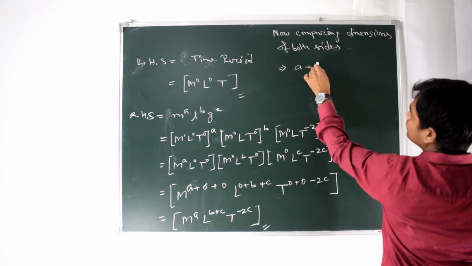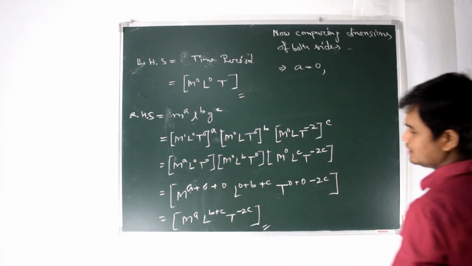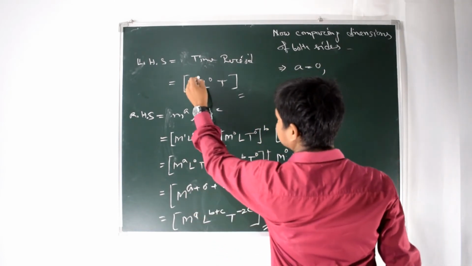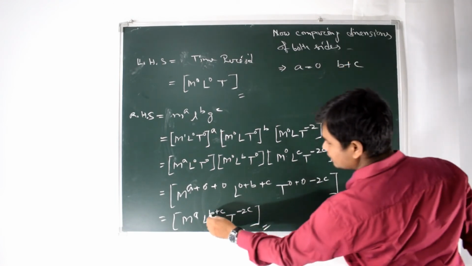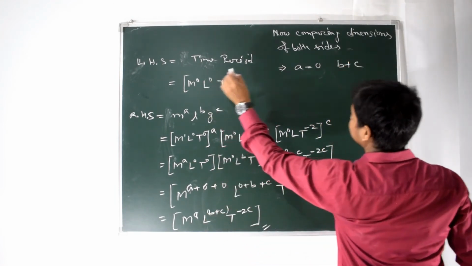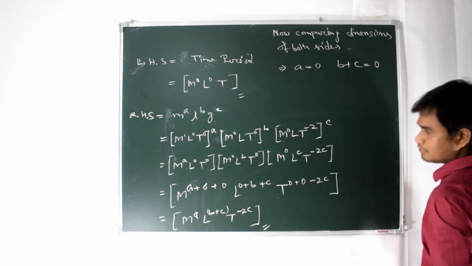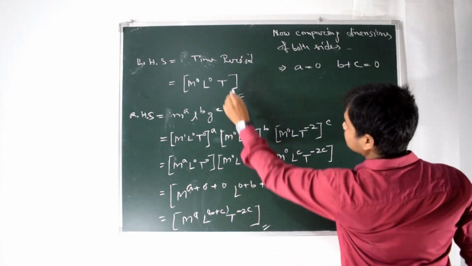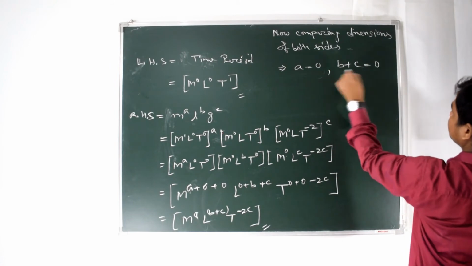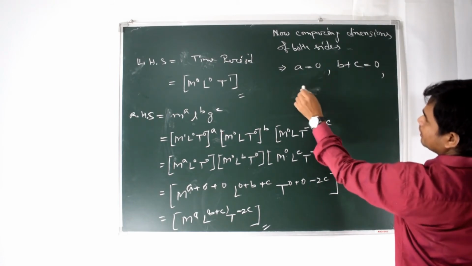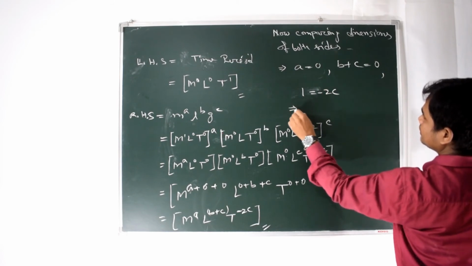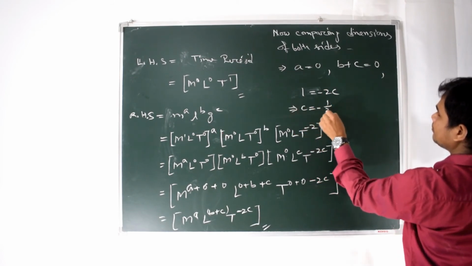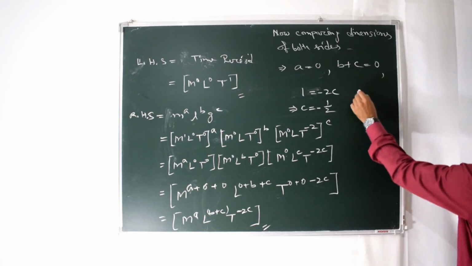A is equal to 0. Okay, this is A, this is 0. B plus C, this is B plus C. What? 0. Okay. T to the power minus twice C. This is 1. So we got 1 is equal to minus twice C. Therefore C is equal to minus half.